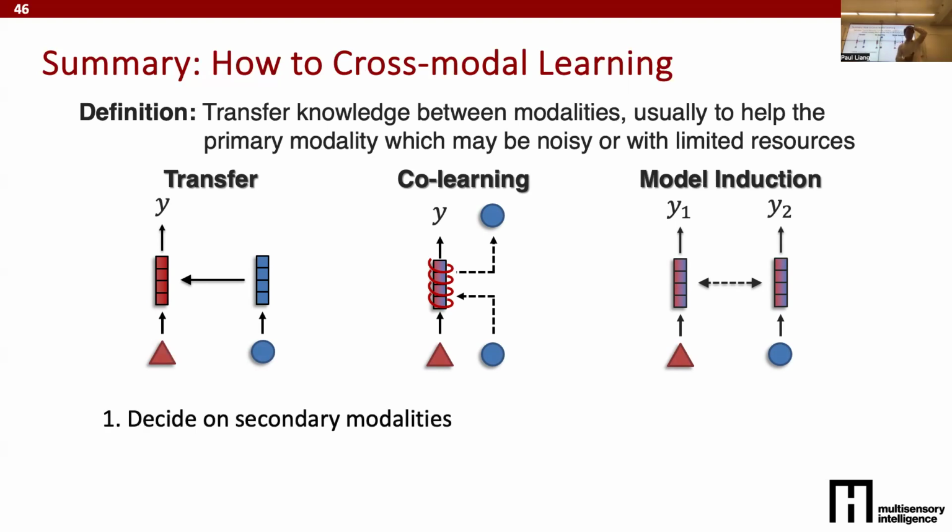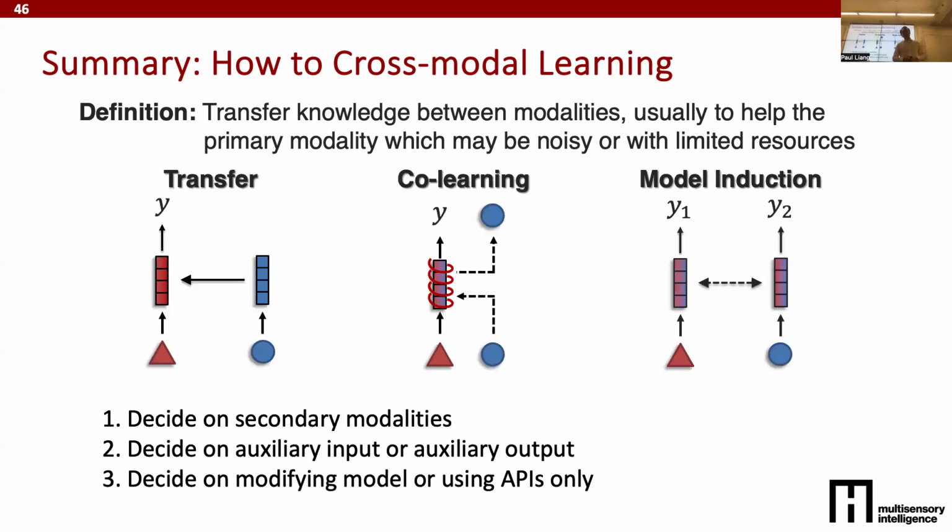And several tips: decide on secondary modalities, decide on whether you want to do auxiliary input or output, and decide on whether you are preferring to modify model internals or you have more black box access. And again, all of these methods assume that there is some redundancy. So transfer means you can also only keep what is common to both, or is fusion, alignment, or translation, which just exploits the common information. And for model induction, there's also this assumption that both views give you something similar. I've not really seen how you can do cross-modal learning going beyond this assumption of redundancy.